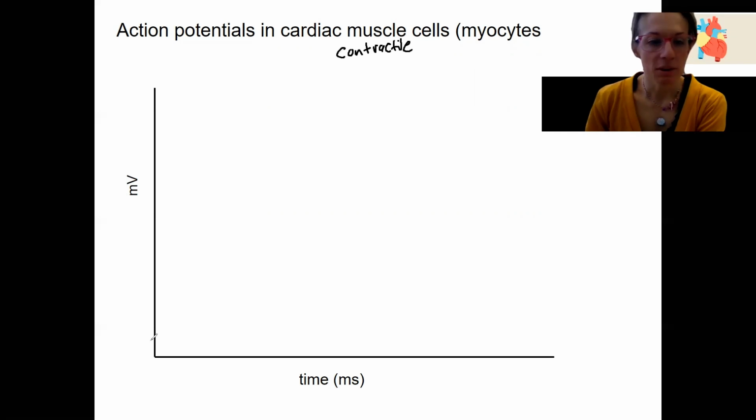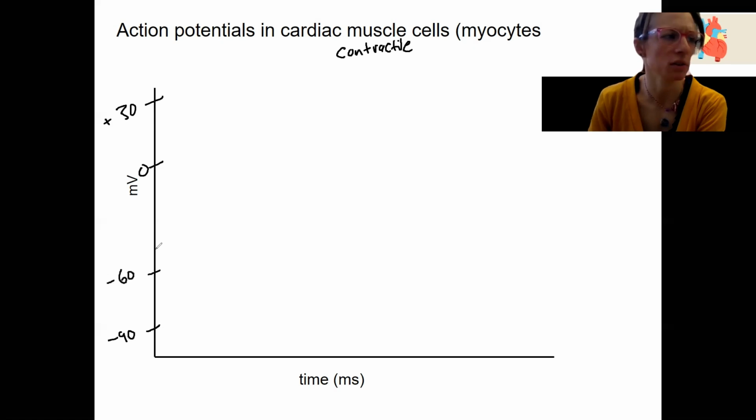Okay, so let me write some numbers over here. I'm going to go down to -90. These cells are a little bit more negative than your skeletal muscle, not a whole lot different. And then we got +30 over here, and we'll have 0 somewhere like this, probably -60 around here somewhere, just kind of give you some scale. Exact numbers are not going to be my emphasis. And then we're going to have a resting membrane potential. So I just mentioned it's more negative than in your skeletal muscle. So resting membrane potential is going to be down here.